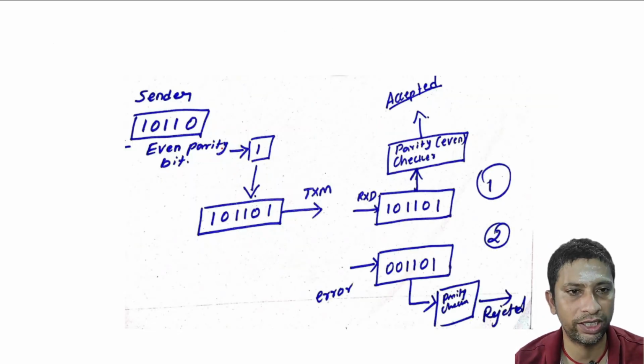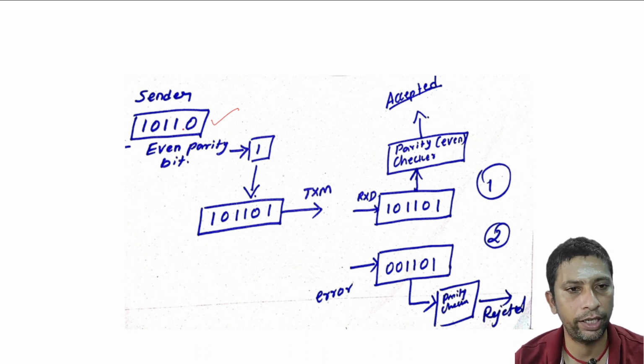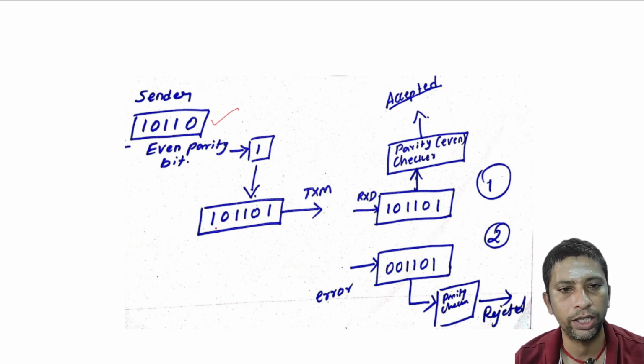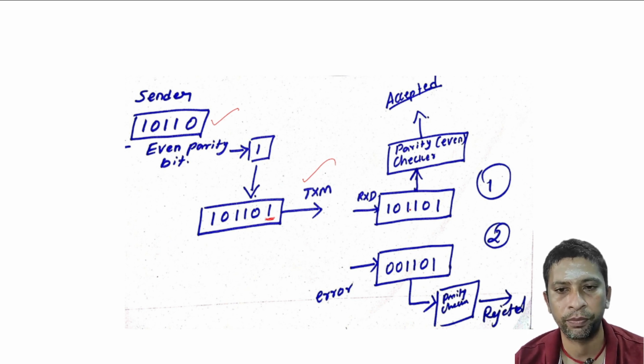So this is one more example. Now my sender is going to have 1, 0, 0, 1, 1, 0. This is what I have. So now I am going to use even parity. So I will add one more bit to it. So I have added one more bit, 1, 0, 1, 1, 0, 1. This is the parity bit I have added, and then I have transmitted. So in the receiving section, I will be receiving this bit. In this receiving section, I will be having the parity checker.